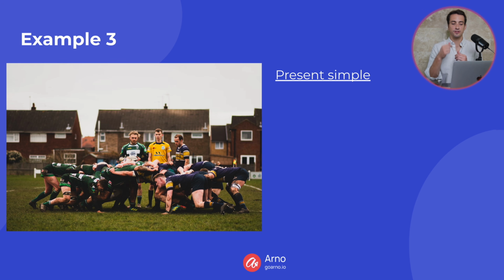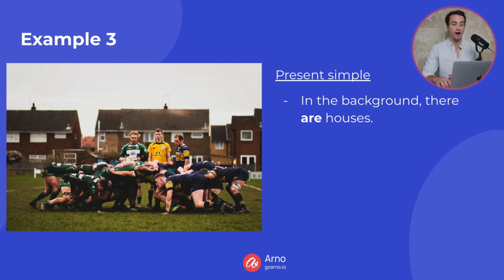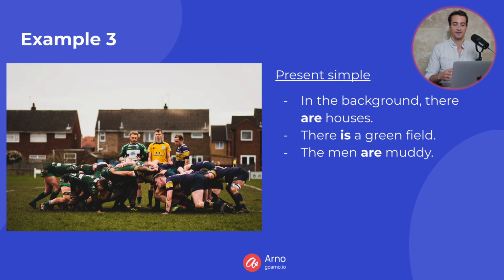So, for this image, when we use the present simple, here are the things that we can describe. They are the things that are not in action. So, in the background, there are houses. The houses aren't doing anything, they're just there. So the present simple is appropriate. There is a green field. The men are muddy. The sky is gray. So again, all of those things are not in action, they just are. We're just stating a fact or generalization that is true about the image.